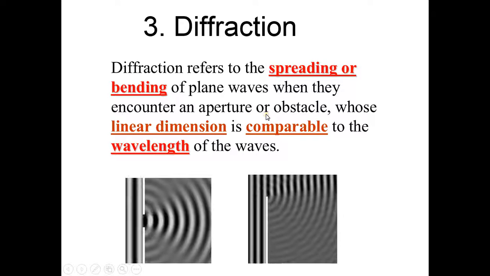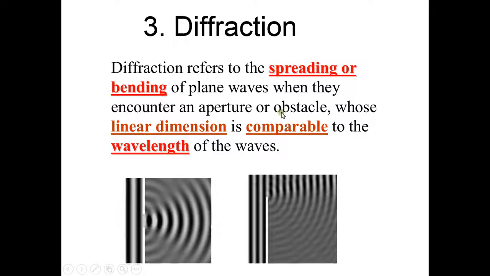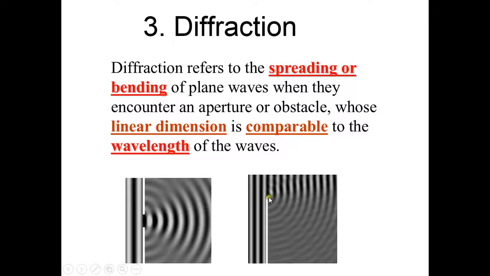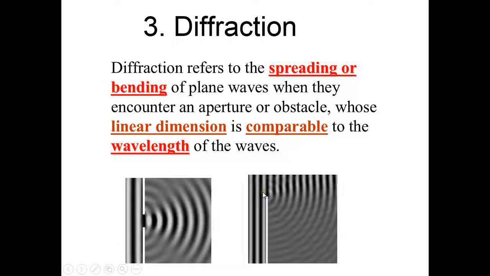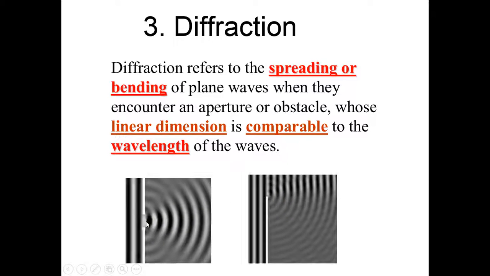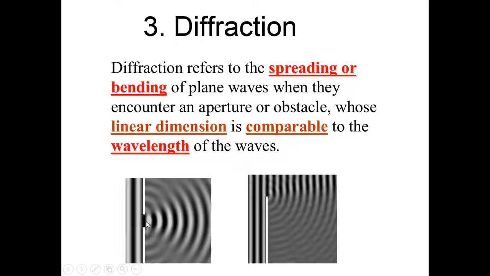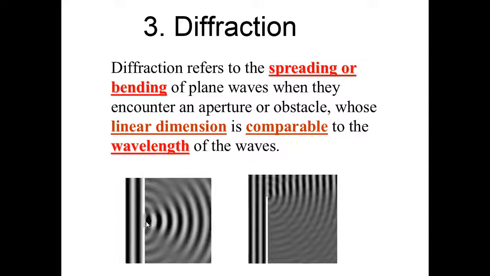They also start to spread or bend when they encounter an obstacle. So as you can see here, this is light and obstacles. The linear dimension of the obstacle or the aperture has to be comparable to the wavelength of the waves.